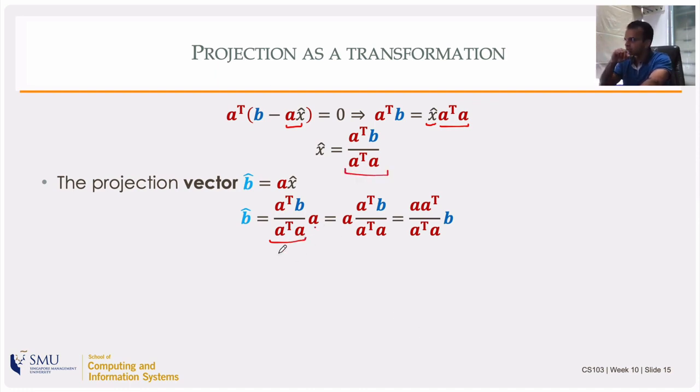I can move it around. This is just a number, so I can move that to the other side of a, and then move this to the numerator. I get a a transpose divided by a transpose a, times b. Again, I get this operator. That is a matrix, and that is the operator that will take me from a vector to its projection onto the direction of A.